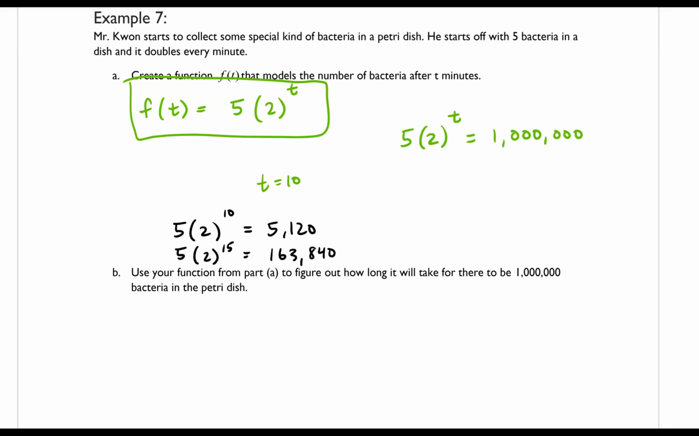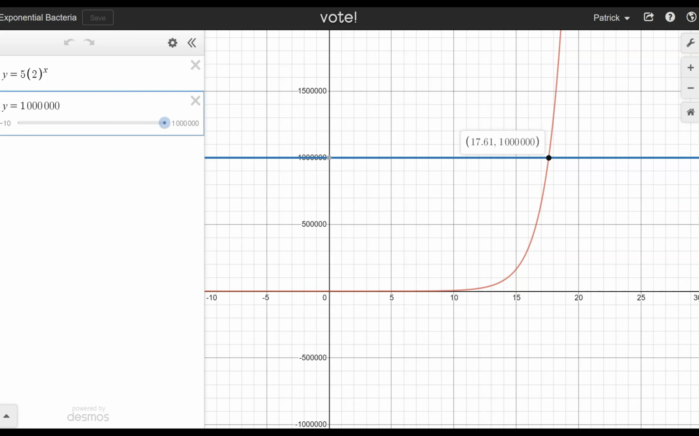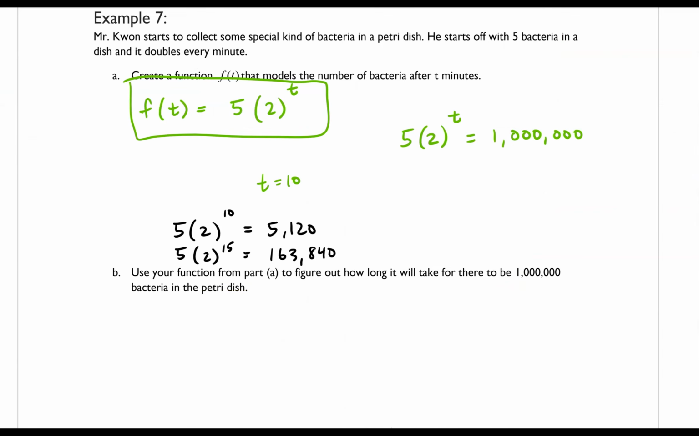So as you can see, guessing and checking is kind of a pain. At this point, again, I haven't given you the algebraic tool where you could solve that algebraically, so I'd say the next best thing is to look at the graph. So the red graph, you can see the top function is y equals 5 times 2 to the x power, and then the other graph is y equals 1 million, because basically we can set them equal to each other and solve for their intersection point. And we can see here, the intersection happens when the input value is 17.61.